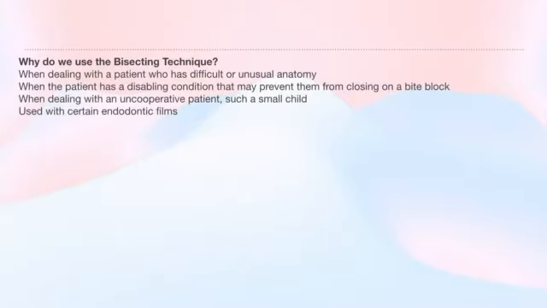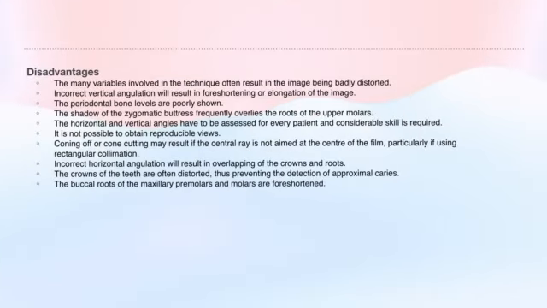Then, why do we use the bisecting technique? Here is the answer, mentioned below. When dealing with a patient who has difficult or unusual anatomy, when the patient has a disabling condition that may prevent them from closing on a bite block, when dealing with an uncooperative patient such as a small child, and when used with certain endodontic films. At last, we have to see the disadvantages.